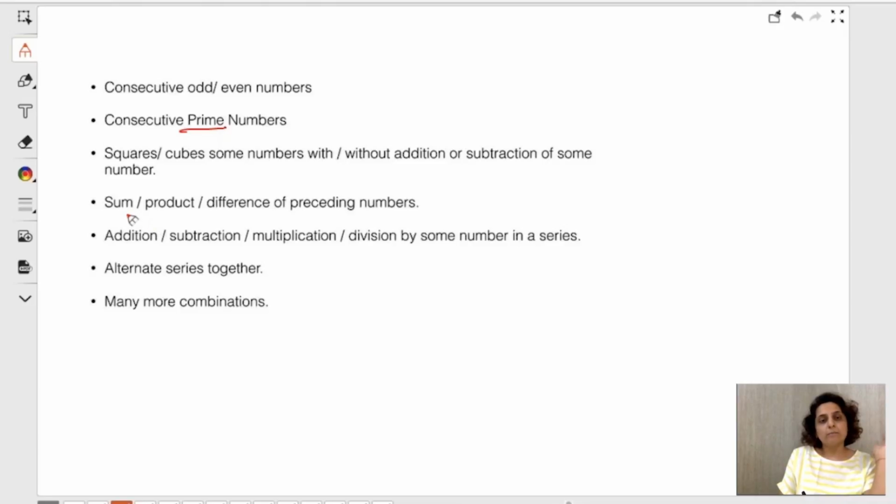Or we can have the product or difference of the preceding numbers. Or we can have addition, subtraction, multiplication, or division by a particular number in a series. Or there could be two alternating series clubbed together. There are a number of different possible combinations out there.